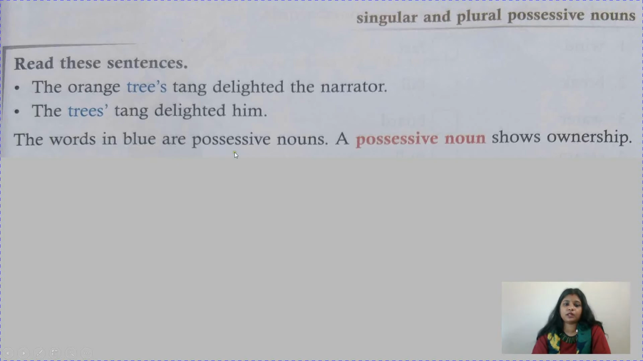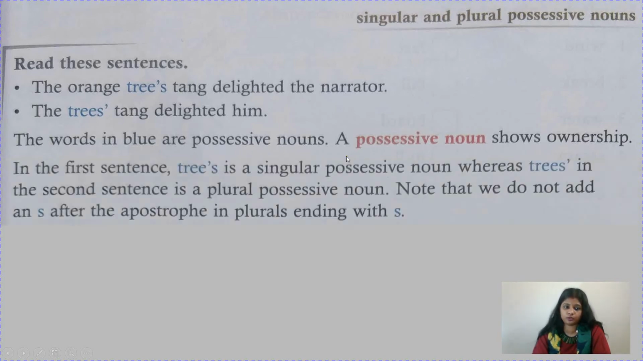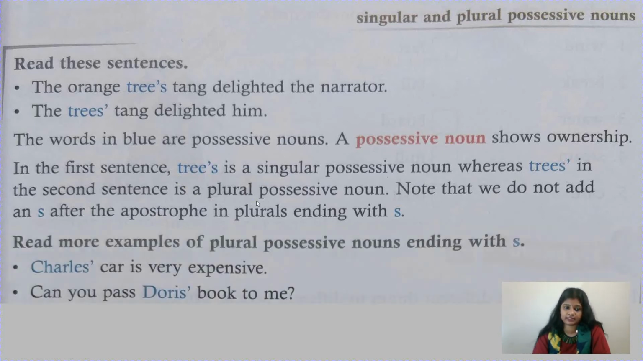The words in blue are possessive nouns. A possessive noun shows ownership. In the first sentence, tree's is a singular possessive noun, whereas trees' with an apostrophe in the second sentence is a plural possessive noun. Note that we do not add an S after the apostrophe in plurals ending with S. See, children, examples are the best way to explain. Read more examples of plural possessive nouns ending with S.